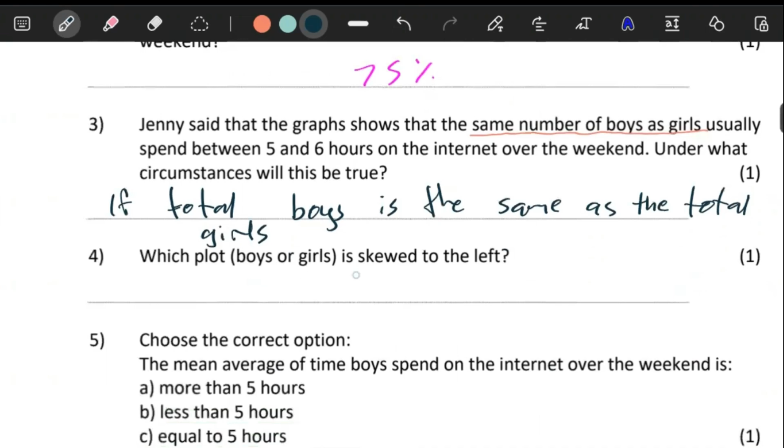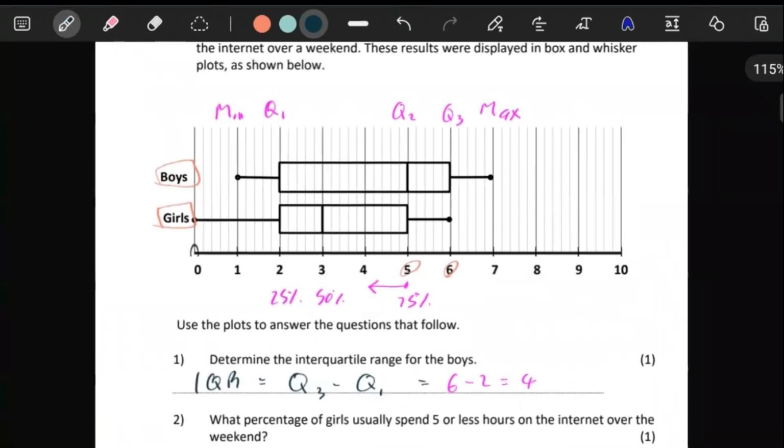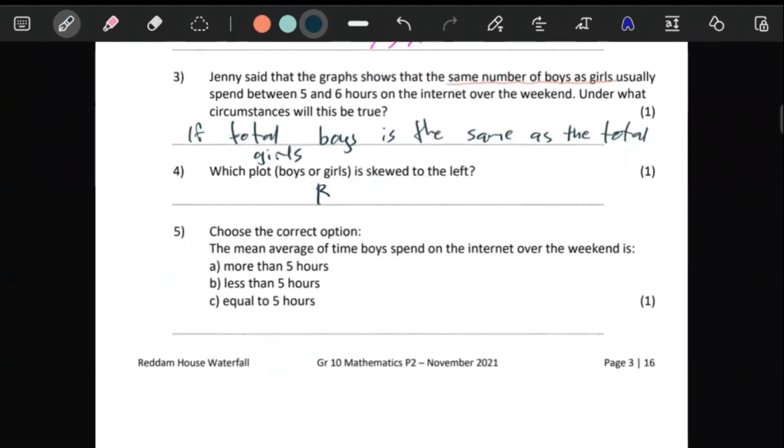Then it says here, which plot is skewed to the left, boys or girls? So in terms of being skewed to the left or skewed to the right, you have to look at the distance between Q1, Q2, and Q3. If Q2 and Q3 are close to each other, you have to look at where the larger space is. If the larger space is to the left, it's skewed to the left. If the larger space is to the right, it's skewed to the right. So here you see between this space and this space, this is larger, so it's skewed to the left. Between this space and this space, this is larger, so this girls' one is skewed to the right. So the one that is skewed to the left is the boys.